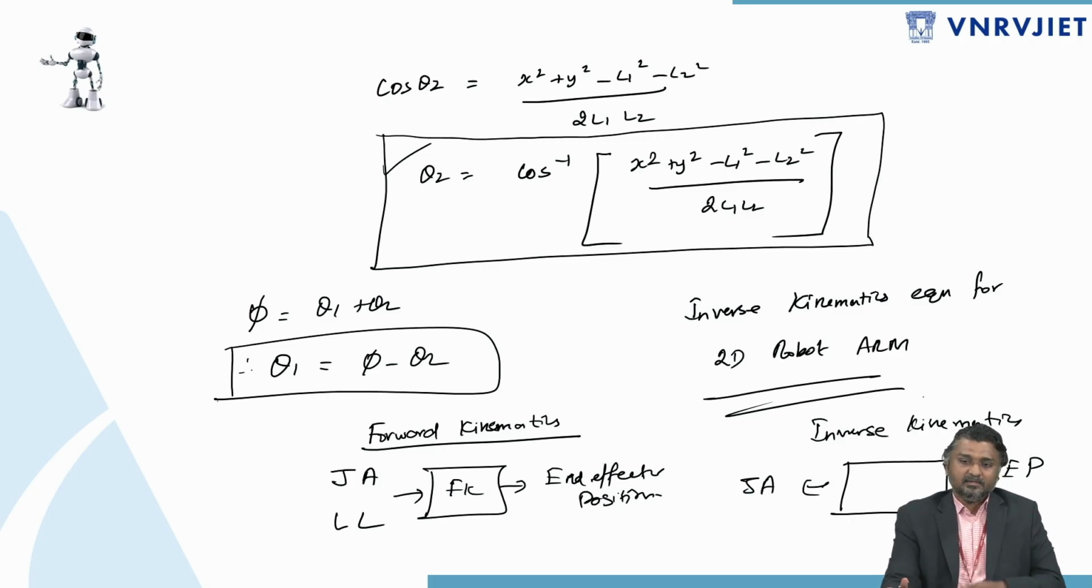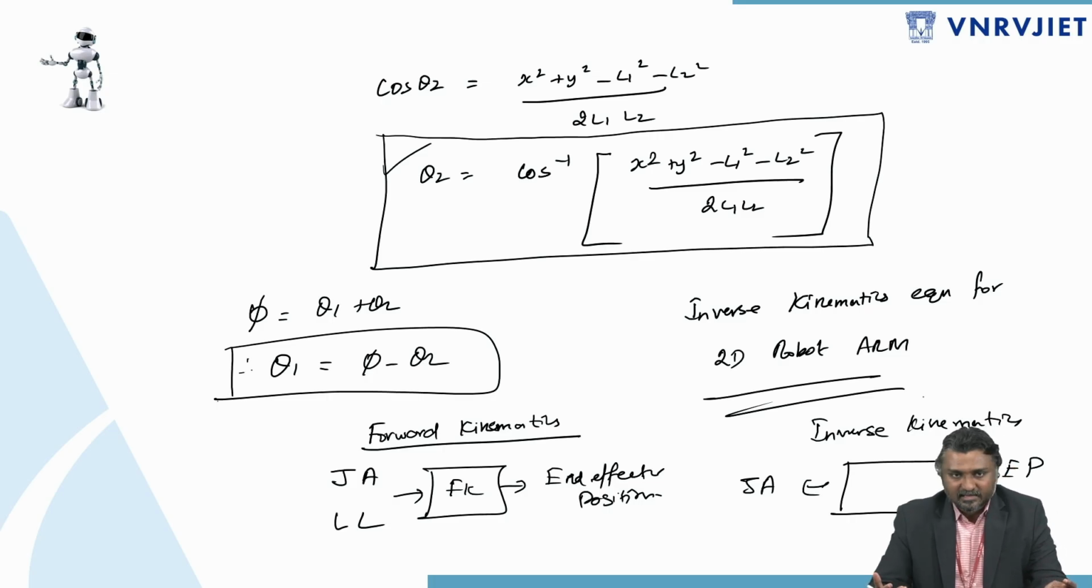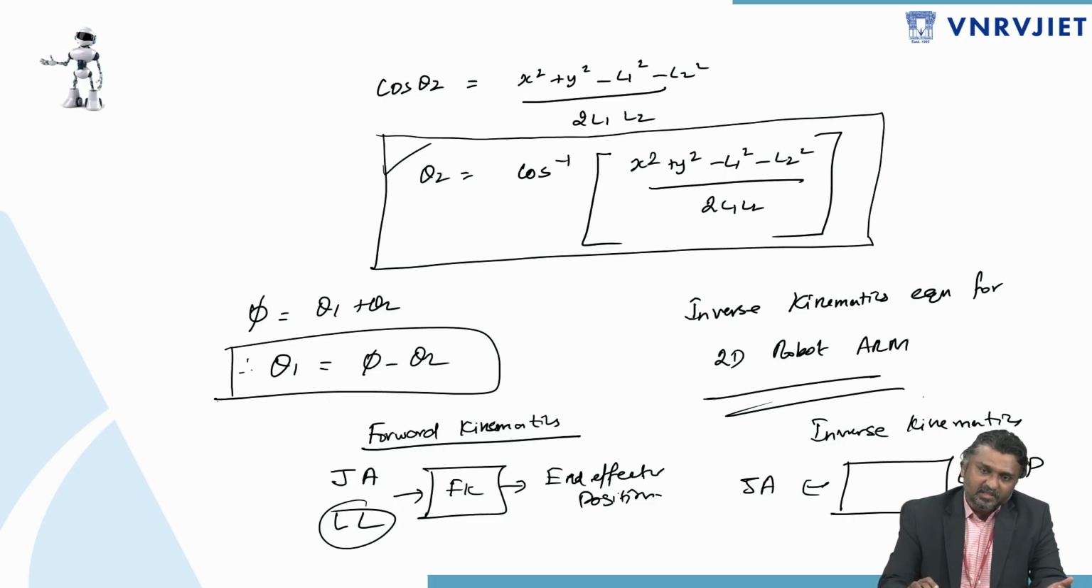Why? What's the reason? Link length never changes. Initially I designed my robotic system and finalized the work envelope. Based on that I selected my link length and designed my robotic system. Angle will change, but link length won't change. That's why in inverse kinematics I am not considering the link length. I'm just identifying the joint angle. If some motion is there, definitely the joint angle will change in the robotic system. So automatically I have to identify the joint angle only, not link length. Okay, so this is inverse kinematics.